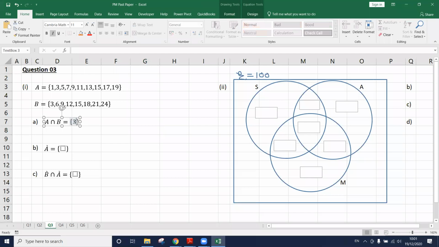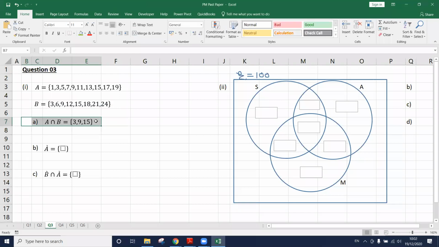to both A and B. 6 is not in A. 9: see, in A we have 9, in set B also we can see the element 9, so 9 is common to both A and B. 12, no, only in B. 15, yes, in set B we have 15, in set A also we have the element 15, therefore 15 is common to both A and B. 18 no, 21 no, 24 no. Therefore this should be the answer for part A, elements common to both A and B, right? 3, 9 and 15.